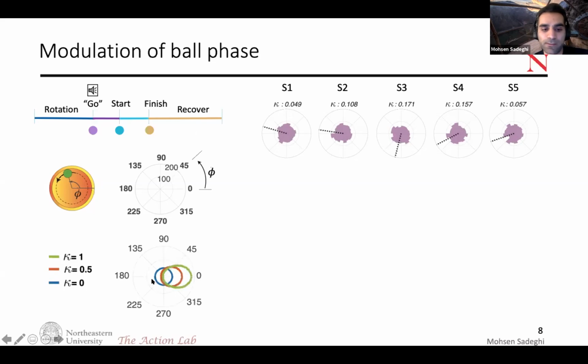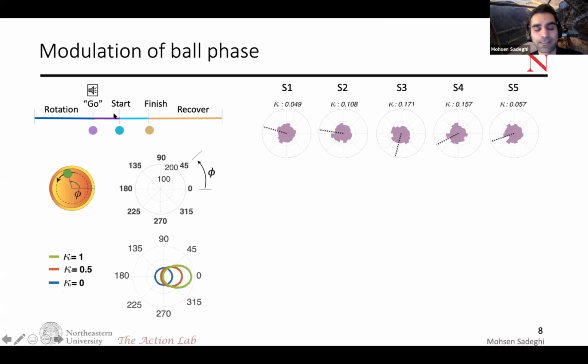If you have a von Mises distribution, the concentration value is essentially analogous to the inverse of variance. So a concentration of 0 means a uniform distribution, and as you increase it, you get a more concentrated distribution around a certain angle. So the concentration value is very small and close to 0, meaning there's a uniform distribution for the ball at the go signal.